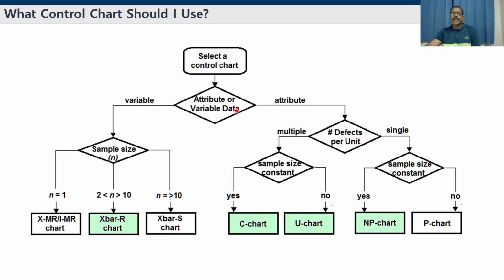If the data is attribute data, then you will have the defects per unit. If the defects per unit is single, then you have to think about the sample size, whether it is constant or variable.